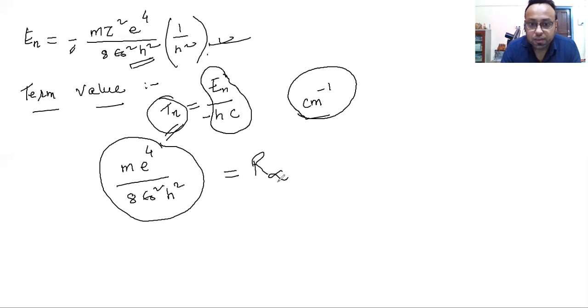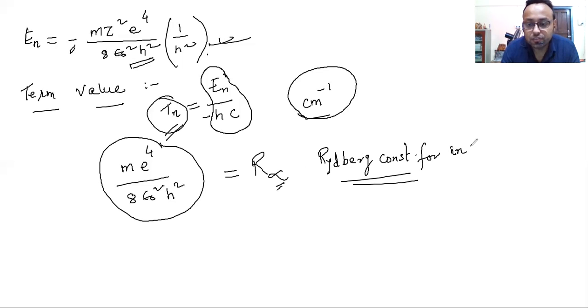Why I'm putting this infinity here, I'll explain within a minute. This is known as the Rydberg constant. You have heard about the Rydberg constant in your HS. I'm using the infinity sign, so it has to represent something infinite. So I'm saying here the Rydberg constant for infinite mass of nucleus. Now, why am I using this phrase, infinite mass of nucleus?